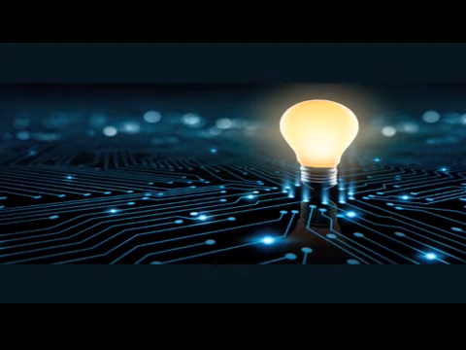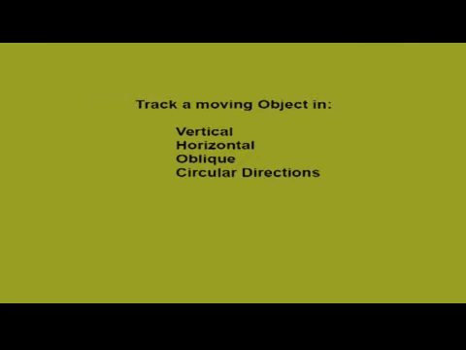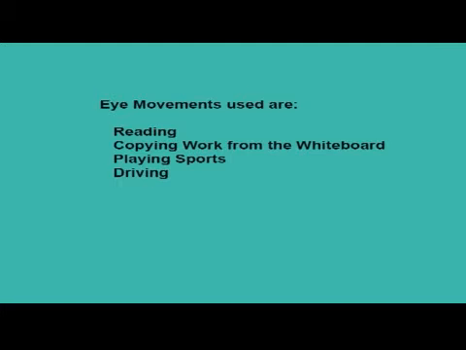Convergence. Convergence is the necessary inward movement of the eyes in order to focus on a near object. Eye movements. Eye movements of children and youth refer to the ability to track a moving object in vertical, horizontal, oblique and circular directions. Such eye movements are used when reading, copying work from the whiteboard, playing sports and driving.